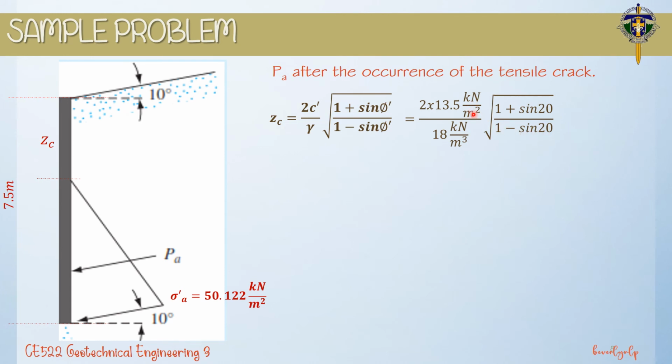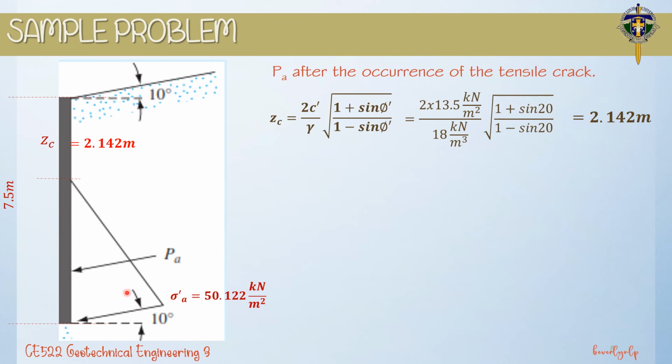So kilonewton per meter squared and kilonewton per cubic meter will cancel out. We are left with 1 meter. So this z sub c now becomes 2.142 meters. So that is 2.142 meters from this point up to this point. That is 2.142 meters. So this is the distance before the tensile crack occurs. But what we are looking at is after the occurrence of the tensile crack.